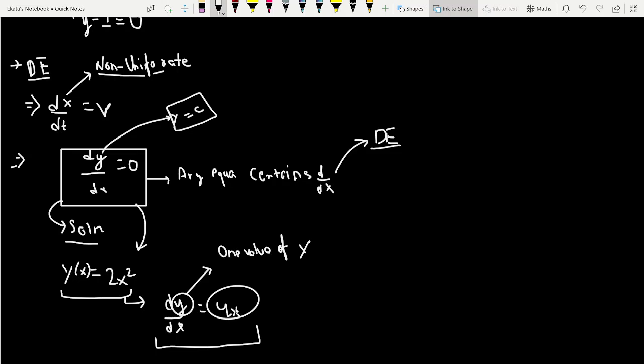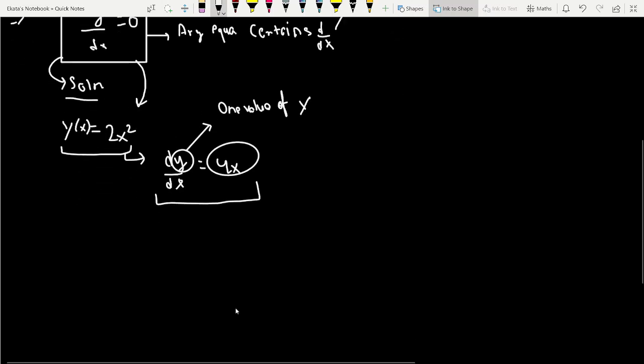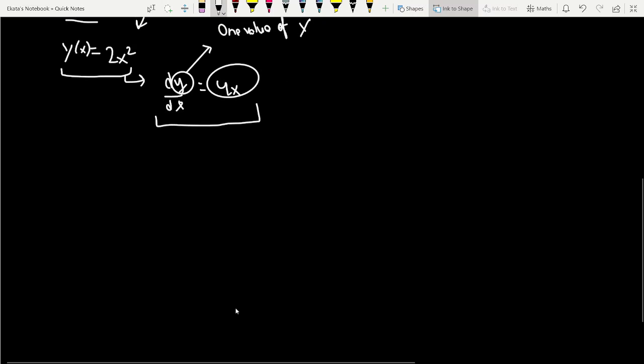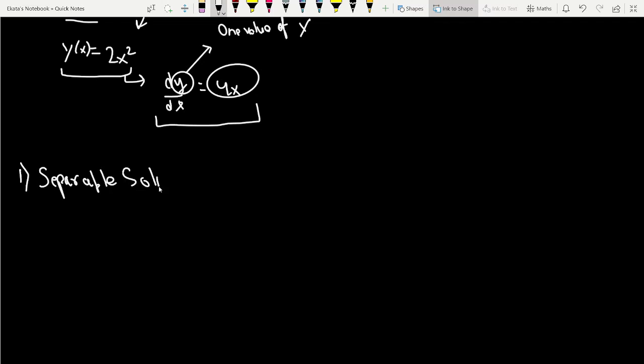For now, we are more focused on the solutions of differential equations, that is, how we can find the solutions. Today we are going to discuss one method for this. Our first method of finding differential equation solutions is the separable method, or separable solution. This is the first method, so that you can find out those particular quantities.